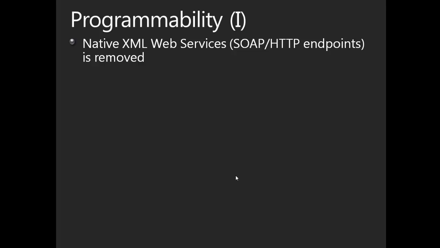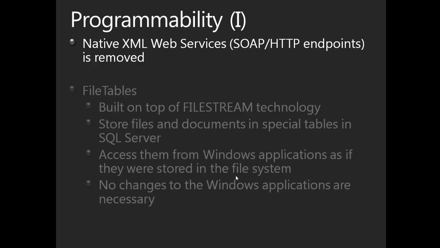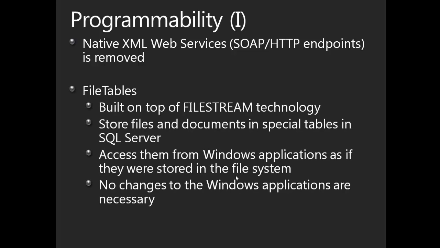So, programmability. First, native XML web services is removed. FileTables, which is an amazing feature built on top of FILESTREAM technology. It allows you to store files and documents in special tables in SQL Server and access them from Windows applications as if they were stored in the file system. So with this feature, you won't need to make any changes to the Windows applications that use this technology.